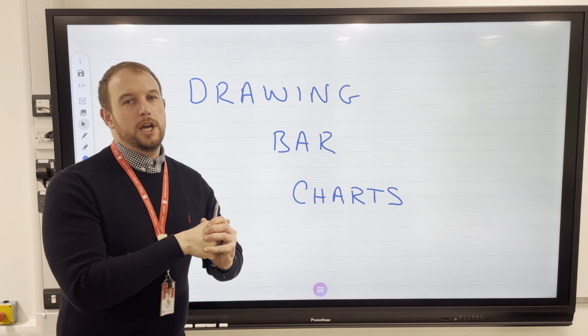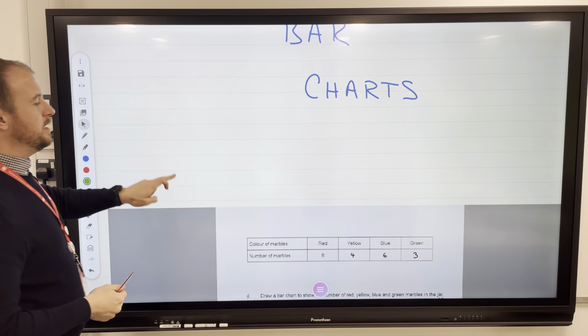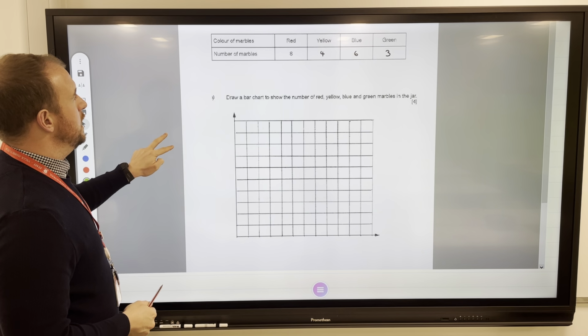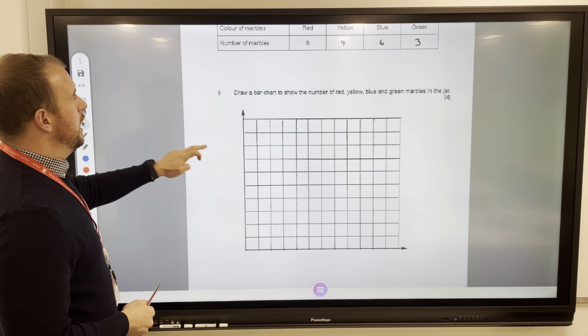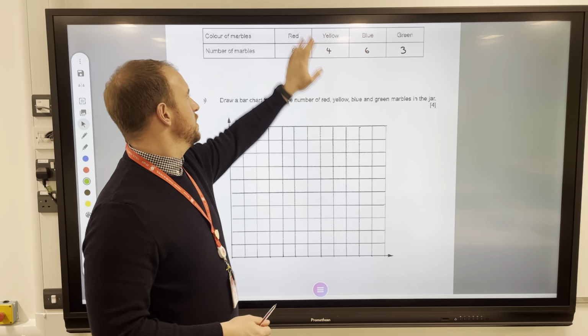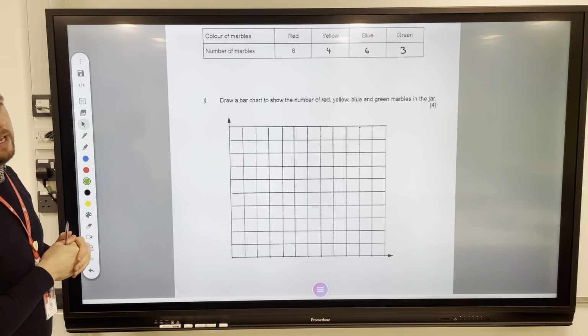So today we are looking at drawing bar charts. Okay, so to draw a bar chart, we need some data. So here we go. This is our data. We have colour of marbles and then the number of marbles, and then we have to draw the bar chart. You can see there are 8 red, 4 yellow, 6 blue and 3 green.